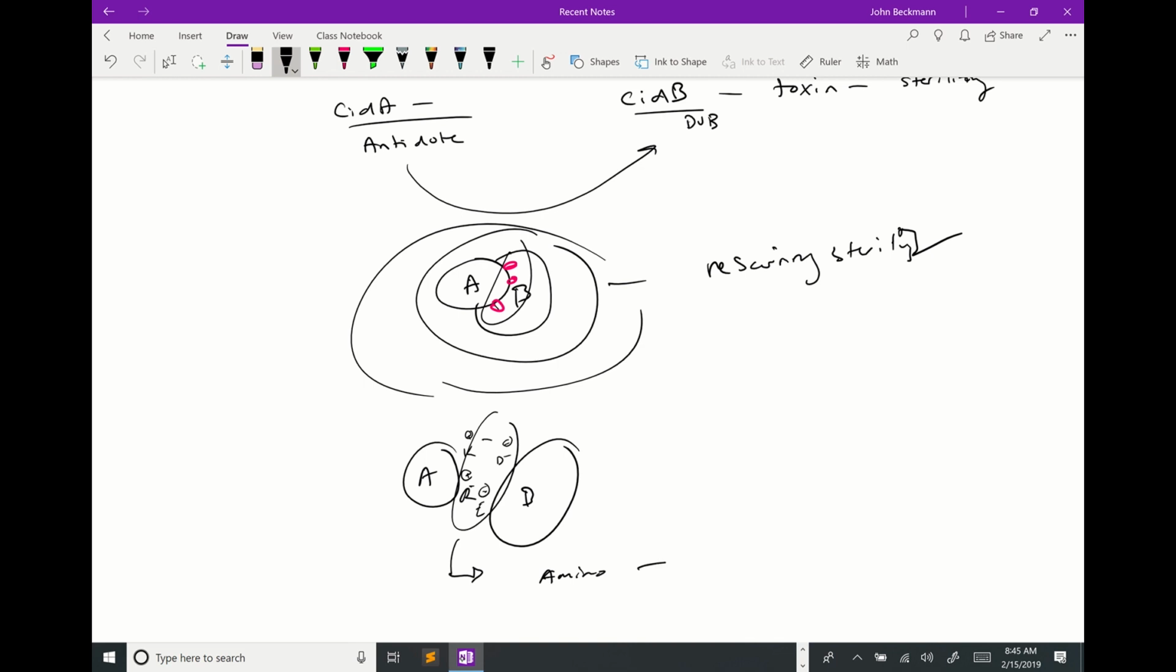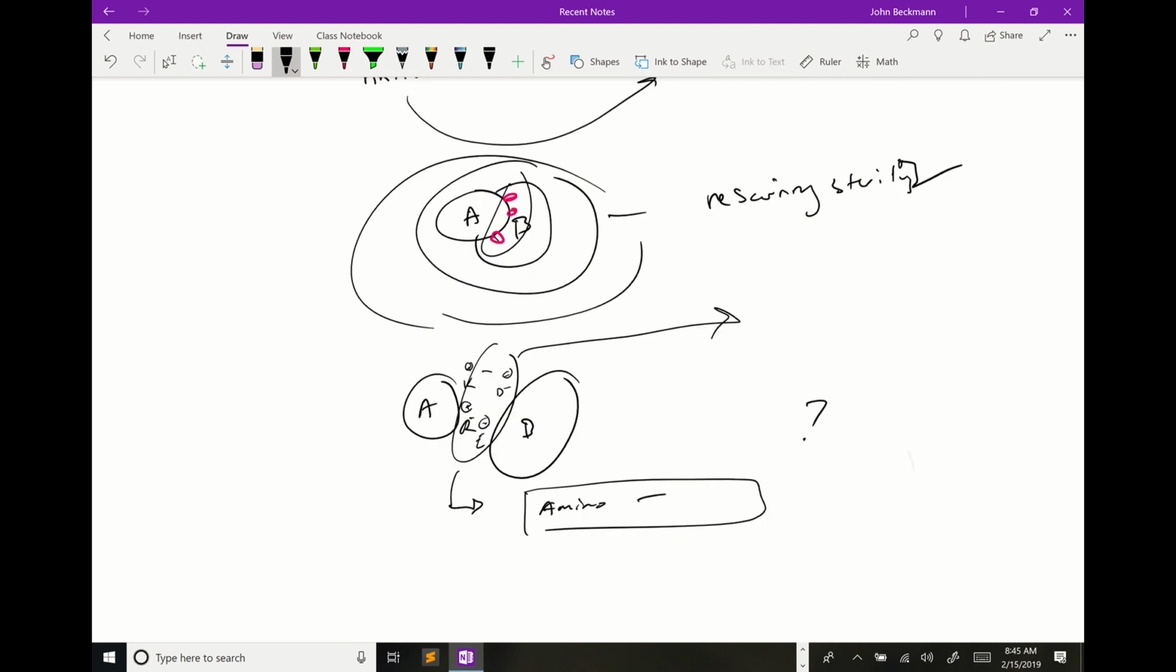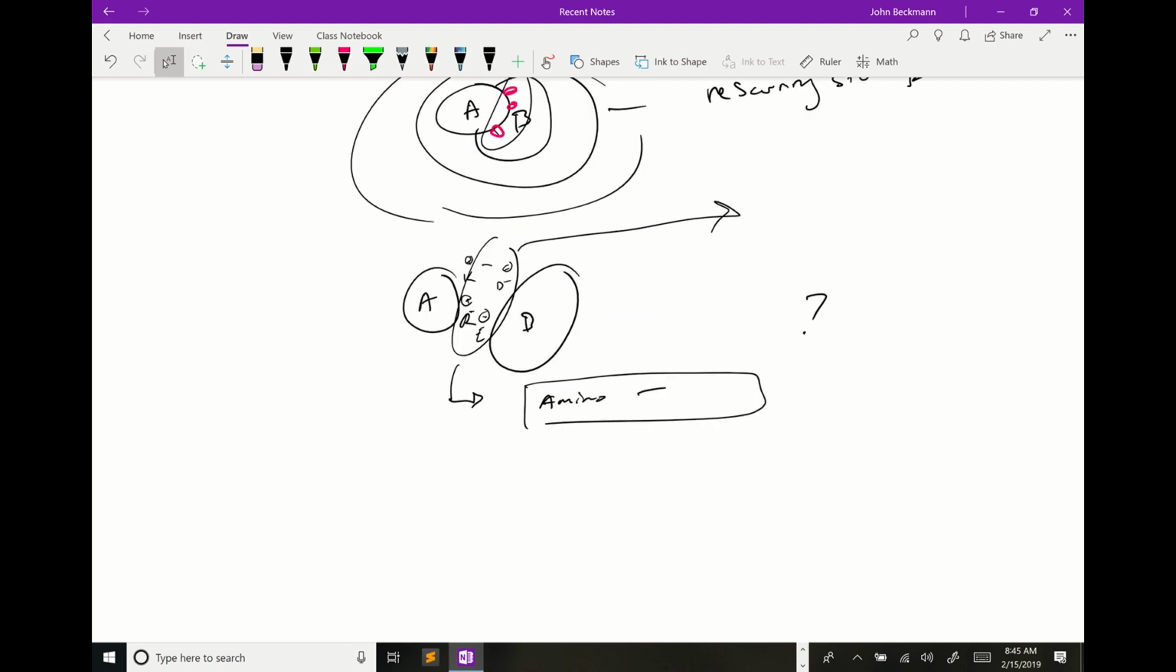Now, this is just an example. It might not necessarily be those. It could be other amino acids. Could be hydrogen bonds. Could be other things like that. But when proteins bind each other, there's specific amino acids that mediate that interaction. So I wanted to know, what are the amino acids that mediate this interaction?